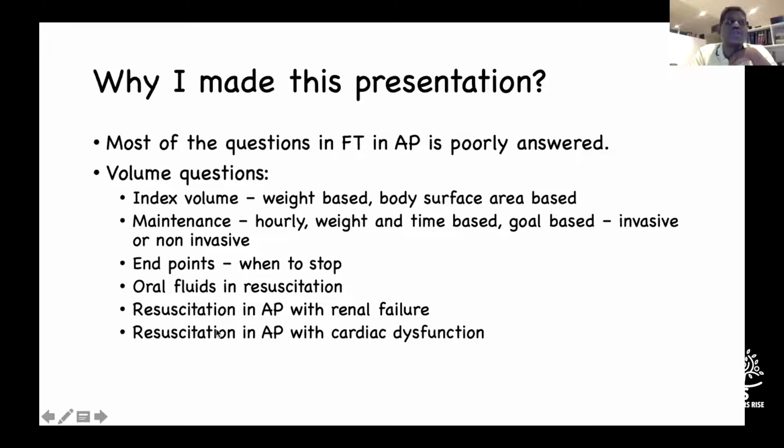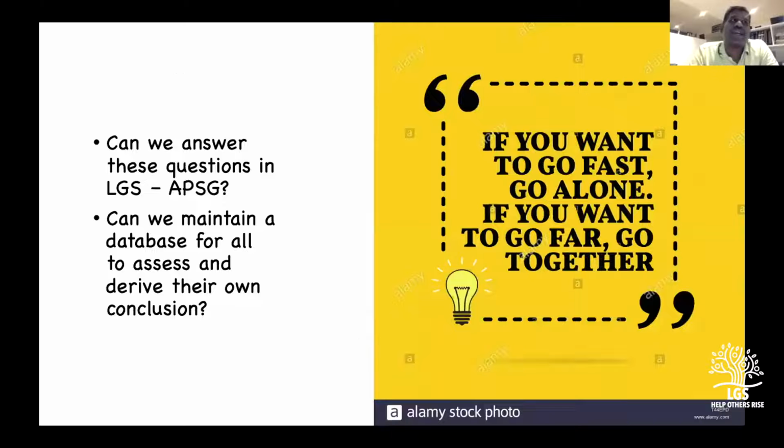And we also do not know how to do good resuscitation in acute pancreatitis with renal failure. There are beautiful reviews written in the Canadian Journal of Nephrology on this, or on resuscitation in AP with cardiac dysfunction. So my presentation is that, can we answer these questions in the Learning General Surgery group? As a part of that we have created the acute pancreatitis study group. Pretty much everyone is welcome to join this group and join in the data collection.